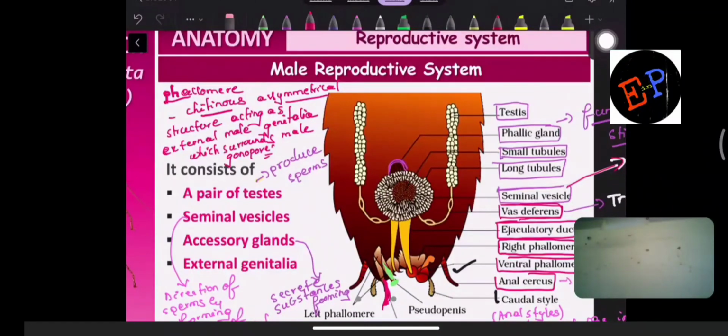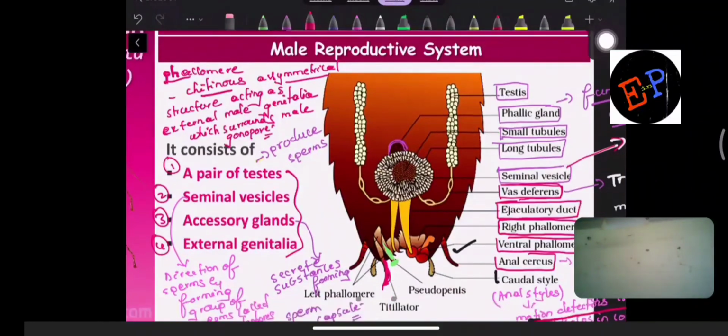So the male reproductive system consists of four parts. Now these are very important parts which you should remember very carefully. First one is a pair of testes, second one is seminal vesicles, third one is accessory glands, and the fourth one is called the external genitalia. And around this external genitalia only you can find these phallomeres. Understood now? Okay. Now let us see the function of each of them.